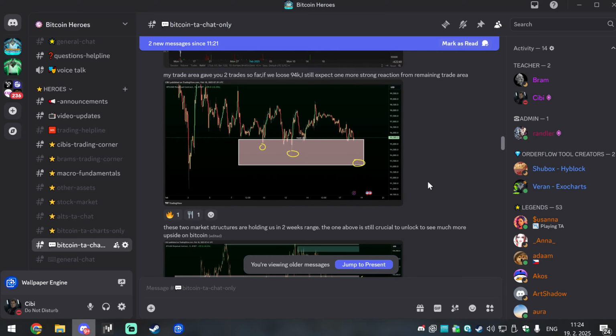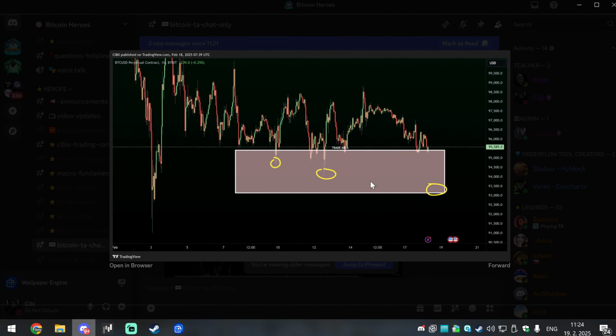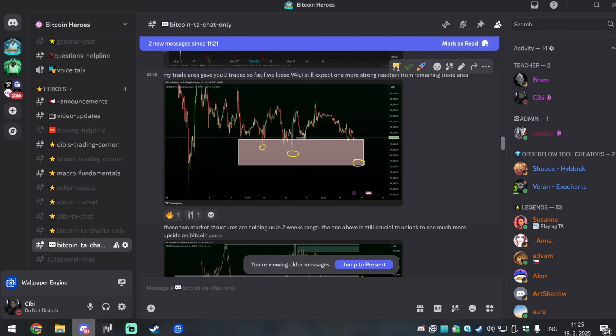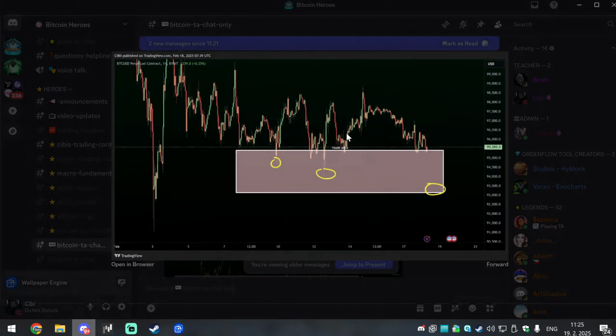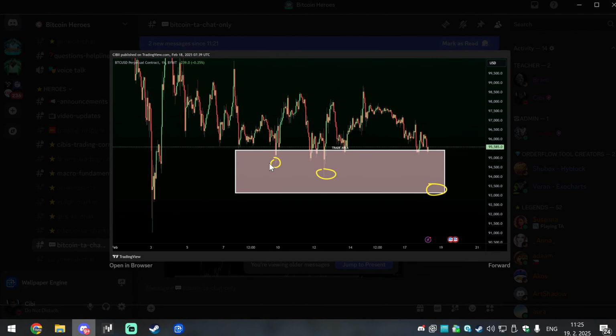That's very important. An extremely critical post is coming here. Even without order flow, even without anything, I said my trade area gave you 2 trades so far. If we lose 94k, I still expect 1 more strong reaction from the remaining part of the trade area. Our traders knew exactly where I have the trade area, which I want to trade for longs. I will not be shorting here ever.